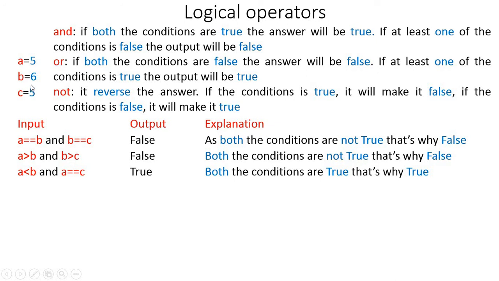The output of this will be true because if both the conditions are true, the answer will be true. So A is less than B is true, A equals C is true. So both the conditions are true, the result will be true.